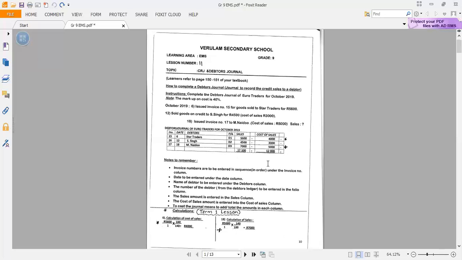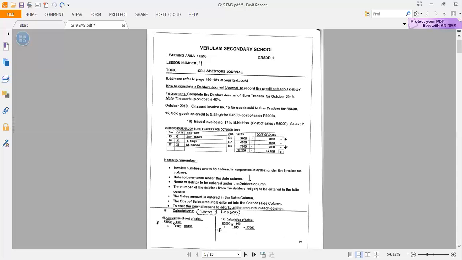Let's go to my calculation. At the bottom of page 10, I've got the calculation of sales. That is 5,000 Rand. We start off with the amount that is given to us, multiplied by 140 divided by 100. That gives me an answer of 7,000 Rand. So the sales amount is 7,000, while the cost of sales is 5,000 Rand that was given to us. So I go back to my debtors journal.